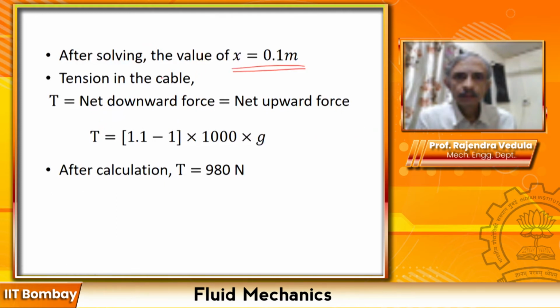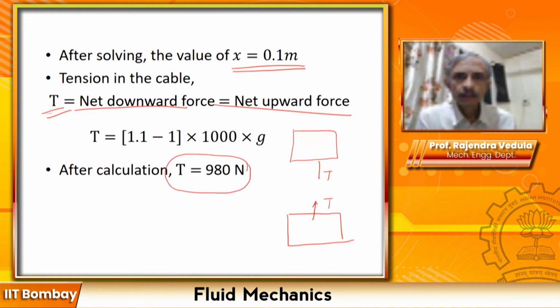Now you can go ahead and look at the tension in the cable. You can take either the top or the bottom, whichever you want to do. Okay. So the net upward force is equal to the net downward force, which is equal to the tension. So the tension in the cable you can easily calculate as being equal to that. Okay, so anybody have any trouble with that?